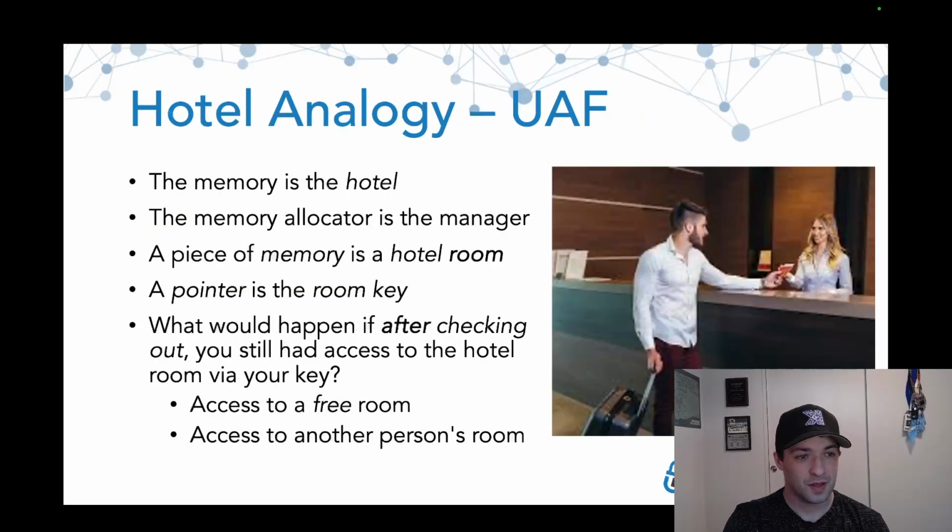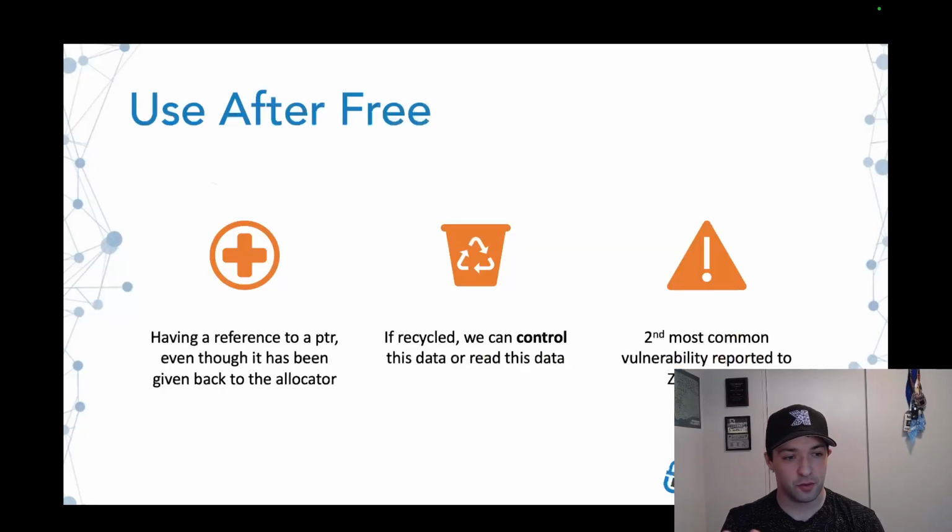So this is what a use after free vulnerability is. To recap, we have a reference to a pointer, even though it's been given back to the allocator. It's been recycled, and now we control the data on it in some capacity, or we're just reading it. And this is the second most common vulnerability reported to ZDI. This is a lot of the vulnerabilities that we're going to be using for this course, so have a good grasp of this. Thanks.